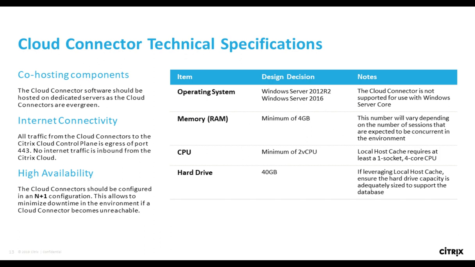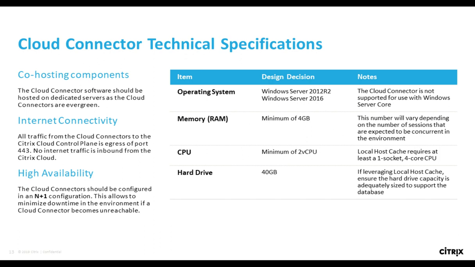So we've done multiple testing here to see exactly how we can size these components out. Some of the technical specifications that Citrix requires for the Cloud Connectors will be, at minimum, the operating system needs to be Windows Server 2012 R2. The Cloud Connector requires at least a minimum of 4 GB of RAM. However, just keep in mind that the memory, CPU, and hard drive numbers can fluctuate depending on what the environment is built out to do.